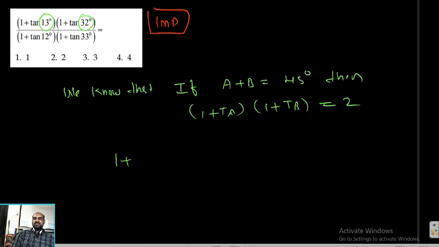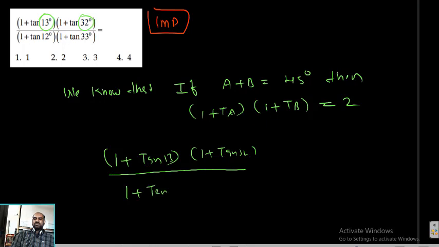I will write (1 plus tan 13) into (1 plus tan 32) by (1 plus tan 12) into (1 plus tan 33). This is 2 by 2 only, because 12 plus 33 is also 45 only, and 13 plus 32 is 45 only. 2 by 2 is 1. Now I can say that 1 is the correct option.